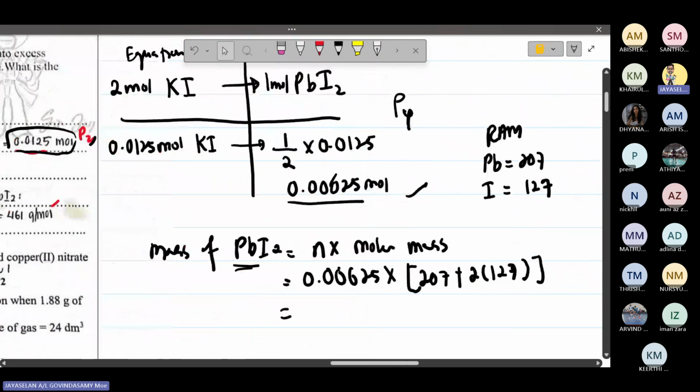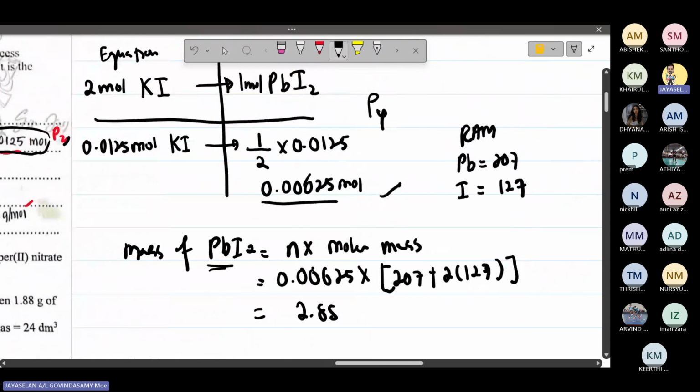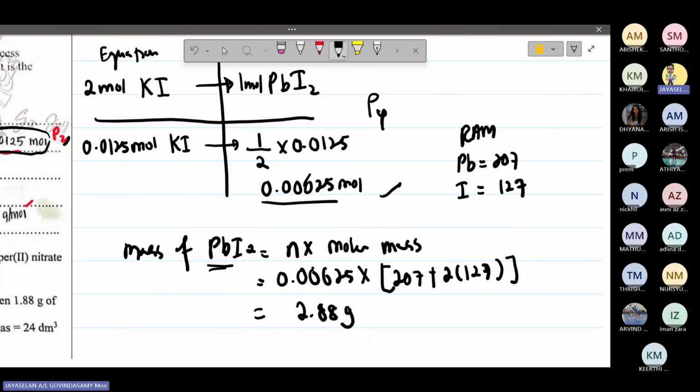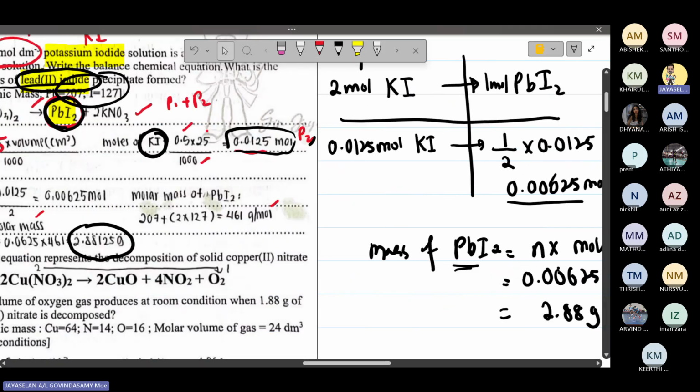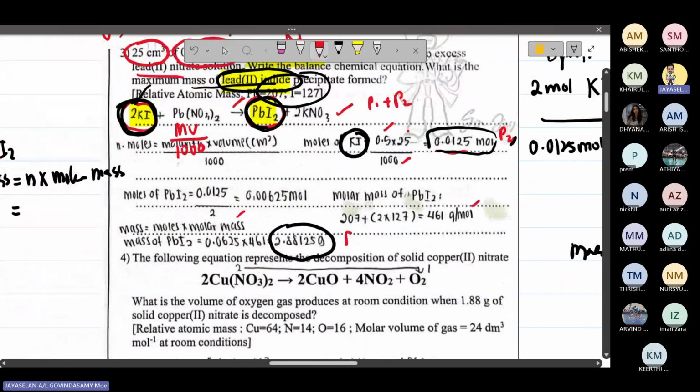So you make it 2.88 unit gram. That's all. The final answer must have only full answer. Okay, then you are entitled to get 0.5. So 5 marks. And this girl, she scores 0.5.